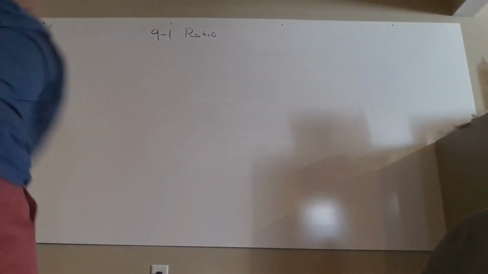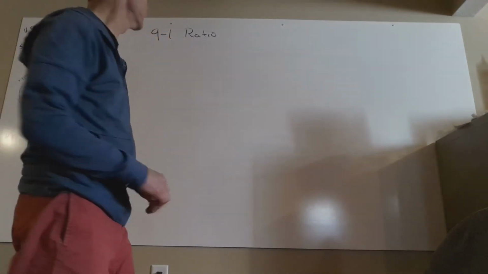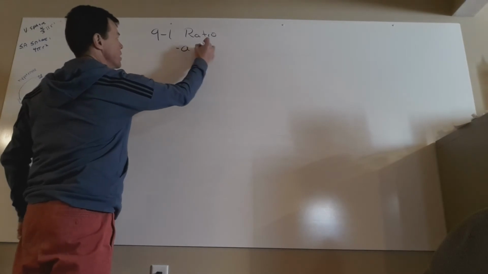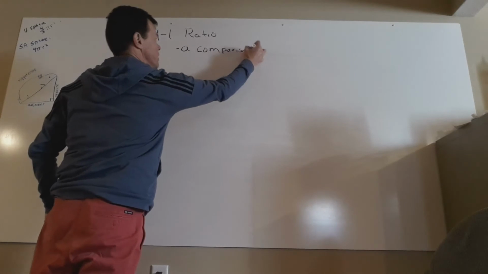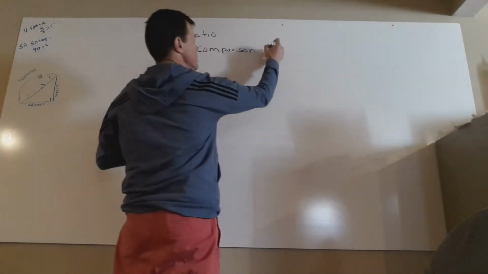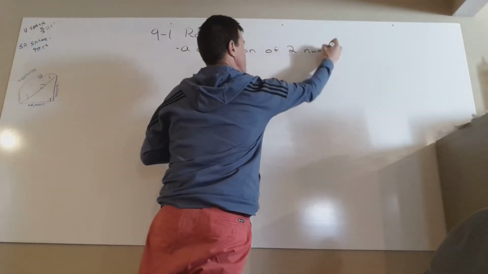We are starting chapter 9. Section 9.1 is ratios. And what is a ratio? A ratio is just a comparison. It's a comparison of two numbers by division.